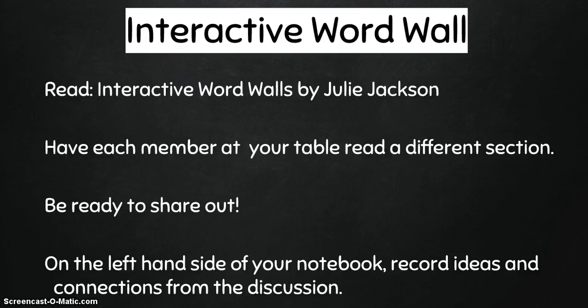What you are going to do is, in your table, break up the article into sections. There are approximately 6 that you have to select from. Each member at your table will be assigned a different section. You will read that section and then share back out to the group what you learned. I highly recommend you do this in a sequential order. That way it makes sense when you're trying to put together the process of using an interactive word wall.